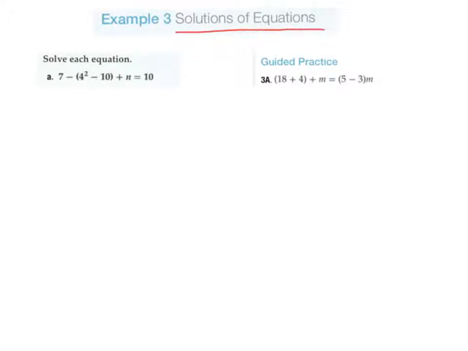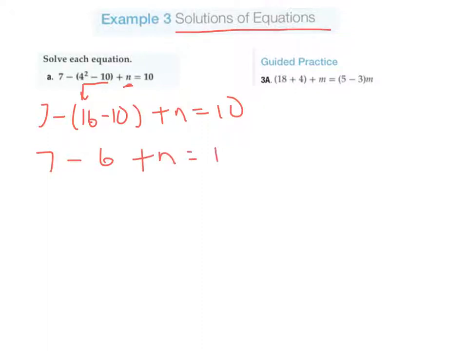To find solutions to an equation, we need to isolate this variable. So to isolate that, we need to simplify the numbers and then move them to the other side of the equal sign. So I'm going to do my order of operations. The first thing I'm going to do is inside the parentheses I do the exponent. So I'm going to get 16 minus 10 plus n equals 10. Now I did the exponent first. The next thing I'm going to do is inside the parentheses, so this is 6. So I have 7 minus 6 plus n equals 10. And at this point, I then subtract 7 and 6, I get 1 plus n equals 10.